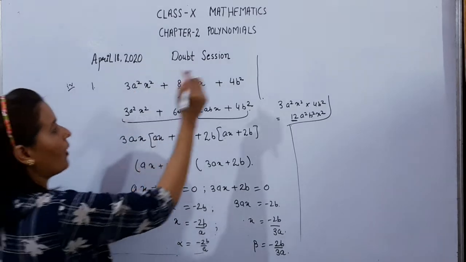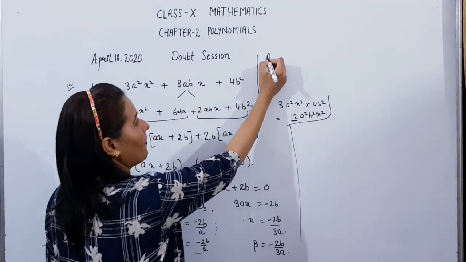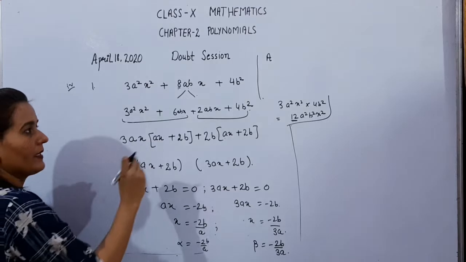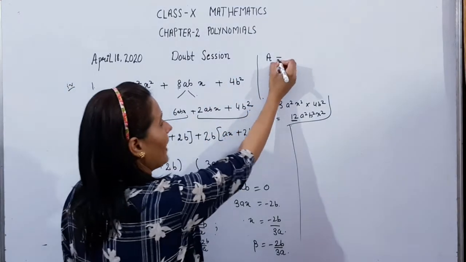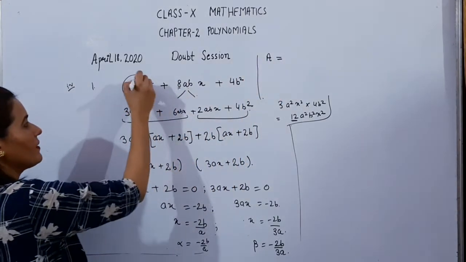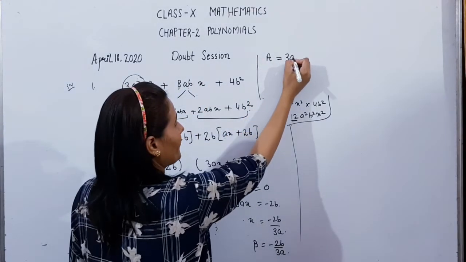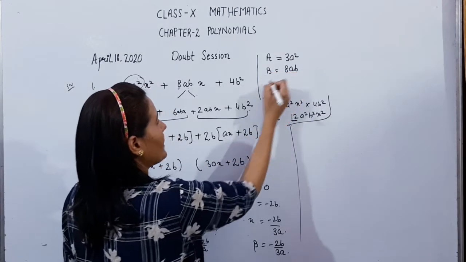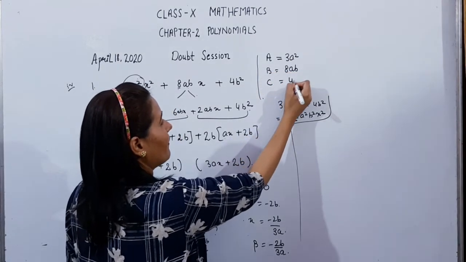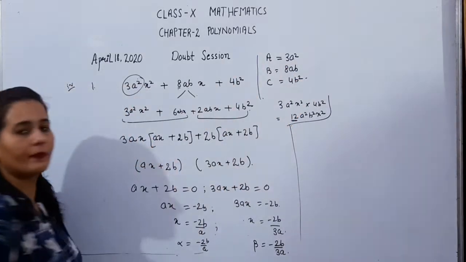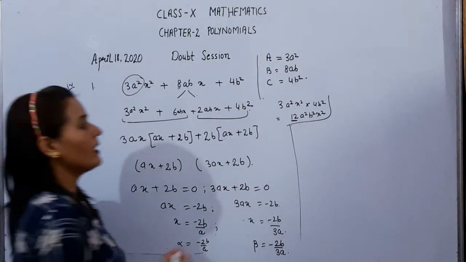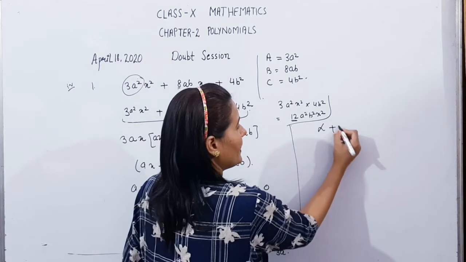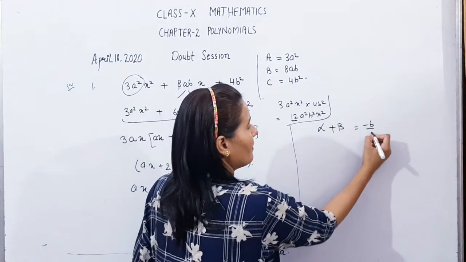What is the value of a? Here I will use capital A because we already have small a and b existing over here. So capital A is this 3a square, capital B is 8ab and capital C is 4b square. Clear? Now, what was the relationship? Sum of zeros, alpha plus beta, should be equal to minus B upon A.